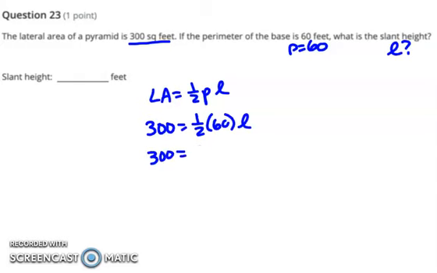Maybe you could do 1/2 times 60 first, and then divide by 30. So you're going to be left with 300 divided by 30. So you're going to be left with 10 as your slant height.